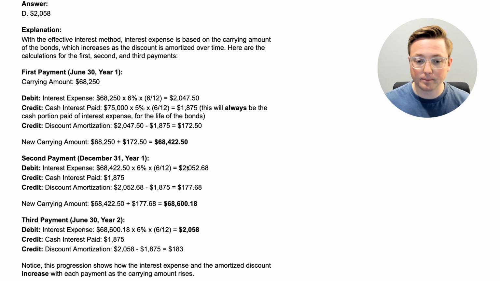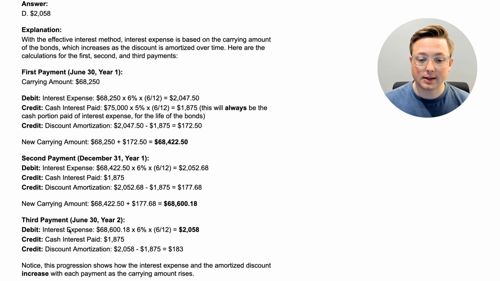Notice that is greater than the first interest expense. So pay attention to that. Cash interest paid, same amount. And because that's the same amount and because this has increased, the discount amortization has therefore increased because $2,052.68 less $1,875 is a little bit bigger than the previous discount amortization of $172.50. Now it's $177.68. So you'll see this, it's going to keep increasing as time goes on. We add this to the carrying amount, and that gives us a new carrying amount of $68,600.18.